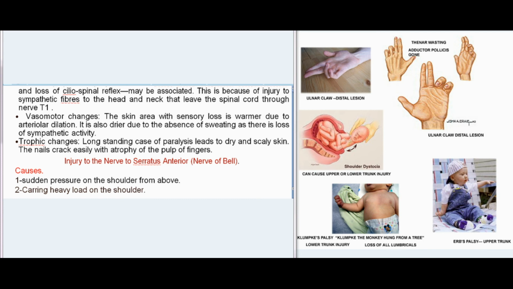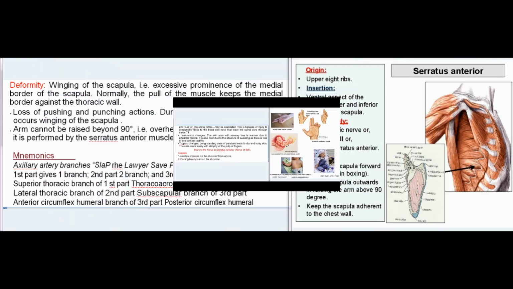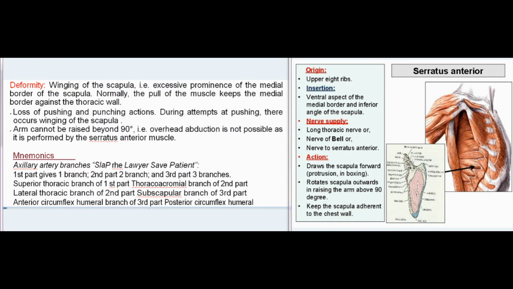Injury to the nerve to serratus anterior, nerve of Bell. Causes: 1. Sudden pressure on the shoulder from above. 2. Carrying heavy load on the shoulder. Deformity: winging of the scapula, i.e. excessive prominence of the medial border of the scapula.